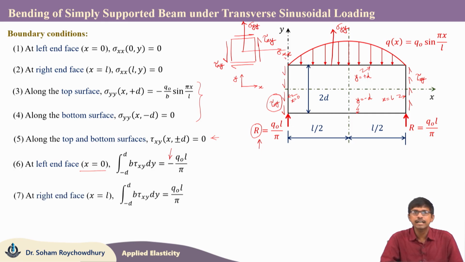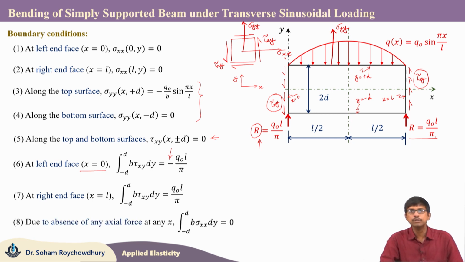Similarly, we can write for the right end face x equals to L. Here tau xy upward is positive, which is in the same direction as R. So, then here there would be no negative sign, integral b tau xy dy from minus d to plus d equals q naught L by pi for the right end face, the shear traction distribution at x equals to L face.